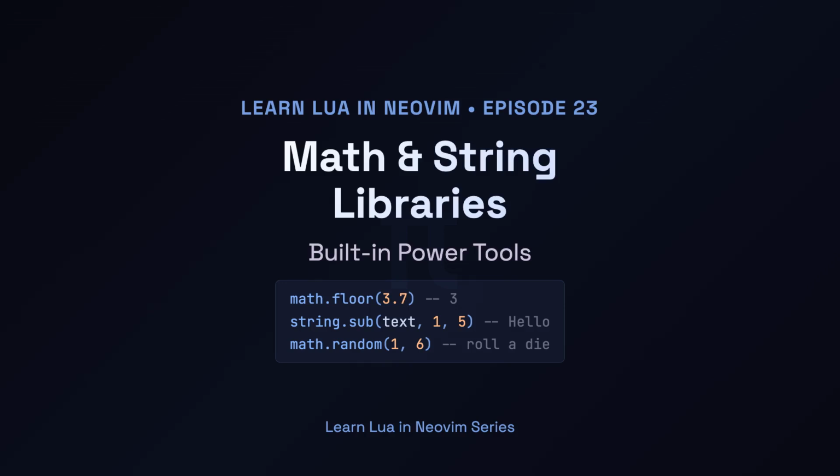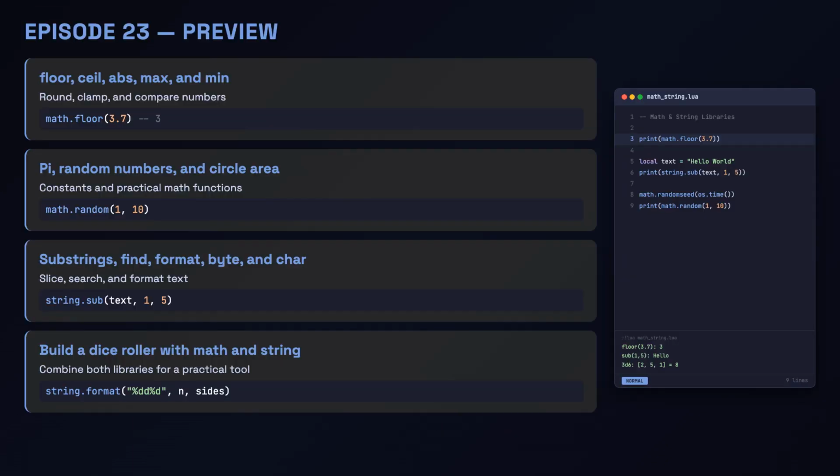Learn Lua in Neovim, Episode 23, Math and String Libraries. Built-in power tools. Floor, ceil, abs, max, and min. Pi, random numbers, and circle area. Substrings, find, format, byte, and char. Build a dice roller with math and string.